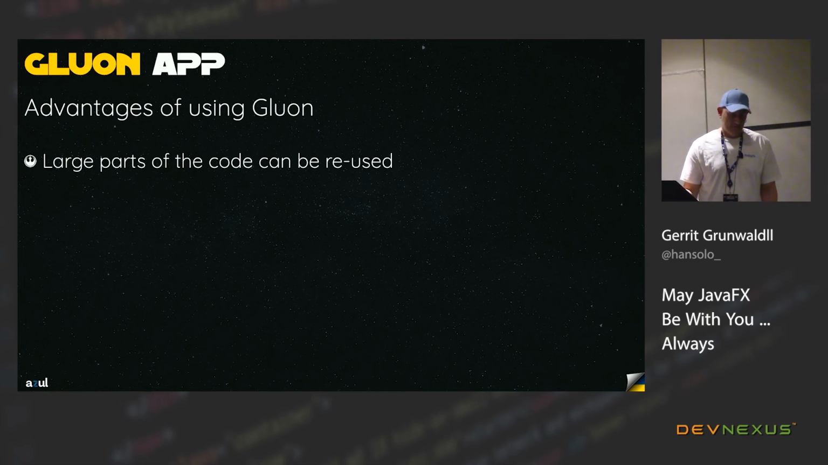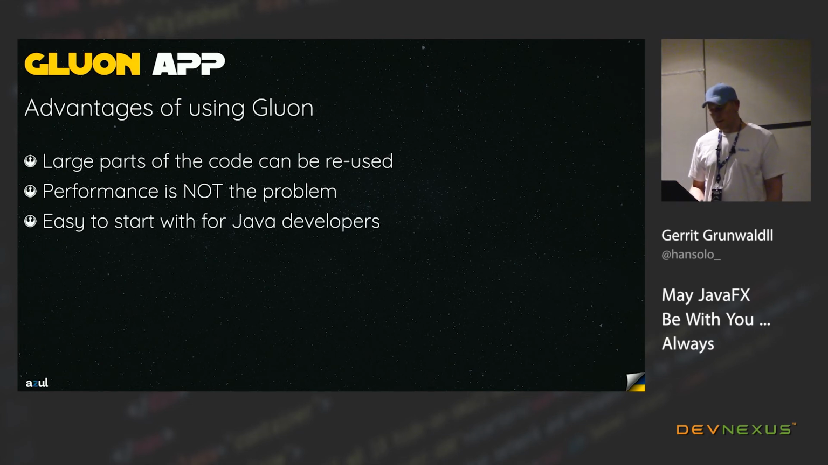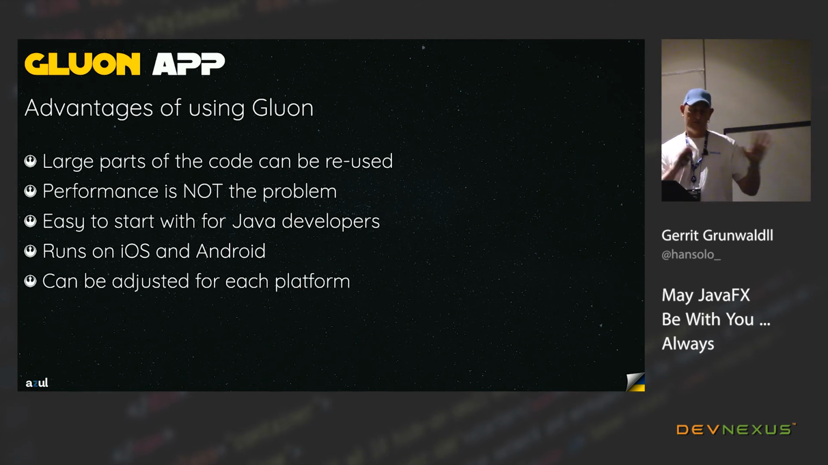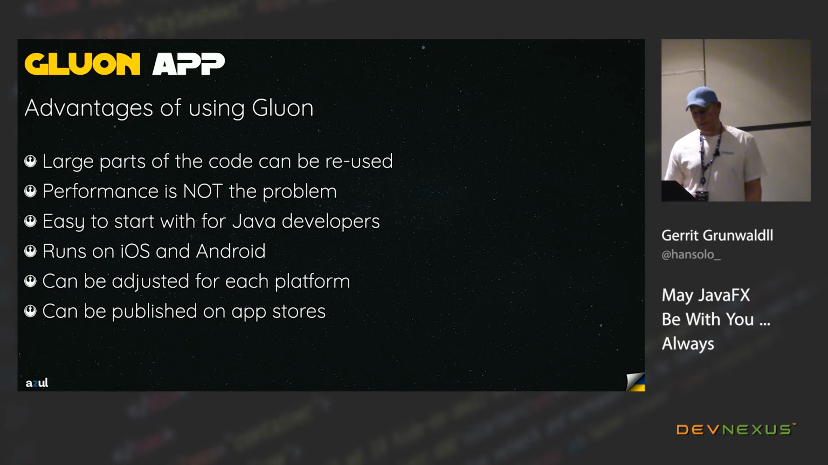Again, large parts of the code you can reuse. The performance is not a problem at all. It was a couple of years ago, but JavaFX on mobile is really fast. If you don't believe me, just come to our booth, Azure. It's directly around the corner, and I can show you on my phone. I have some demos there. It's easy to start with because it's just Java. It runs on iOS and Android, same code. And you can style it for each platform. You can style it differently if you like. It can be published on app stores, so that's all possible. So there's no reason not to do it.